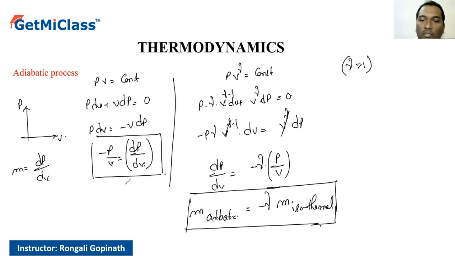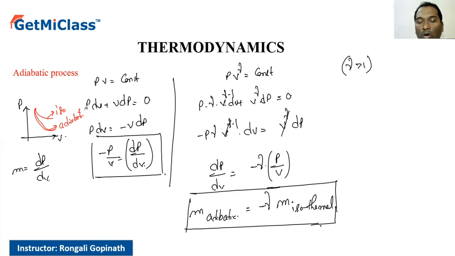What is the meaning or significance of this? So in a PV curve, when you try to draw the two processes, let's say it is an expansion from the same point. If the isothermal process is like this, then the adiabatic process would be like this. Why? The slope of the adiabatic process is more when compared to an isothermal process. So this becomes isothermal, this becomes adiabatic. This is the relationship between the slopes in case of an isothermal and adiabatic process.